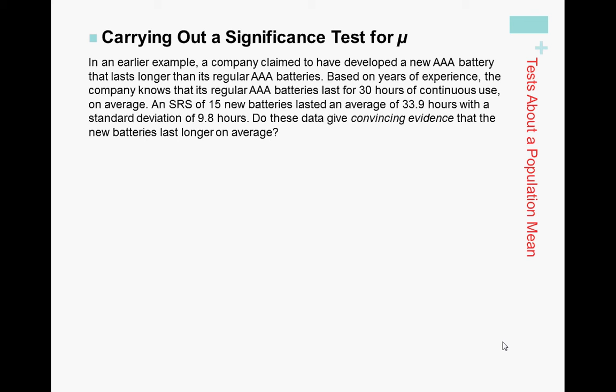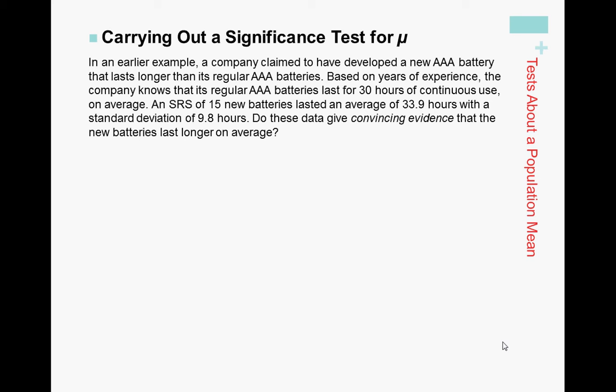Because remember, what we have to decide is: is this actually a fairly likely thing that would happen even if the mean still is 30, just because of sampling variability? Or is it convincing evidence that this is not likely to happen if the mean was just 30, and it is likely the mean is more?